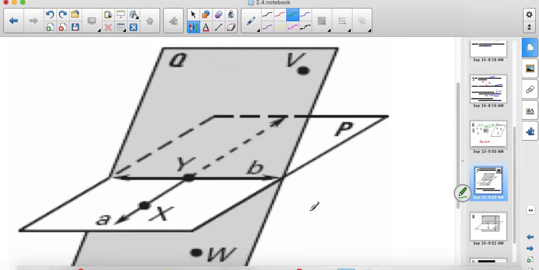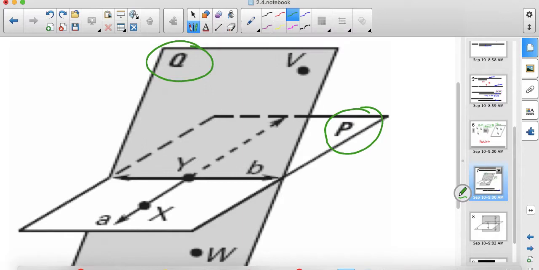Remember, you name a plane with a capital letter in one of the corners that does not have a point or a dot next to it. If it has a dot, then it is a point, not the name of your plane. So the shaded plane is plane Q. The non-shaded plane is plane P.